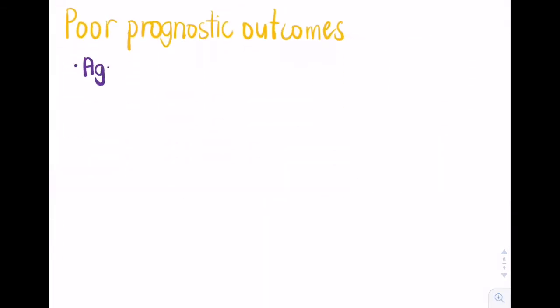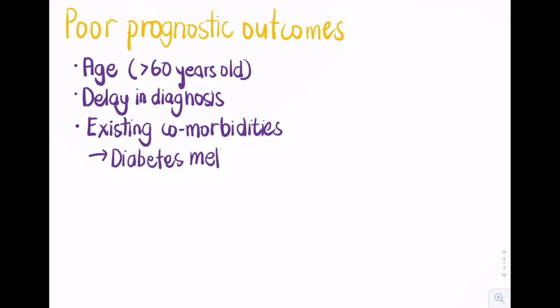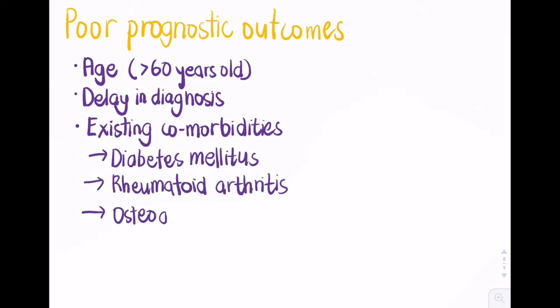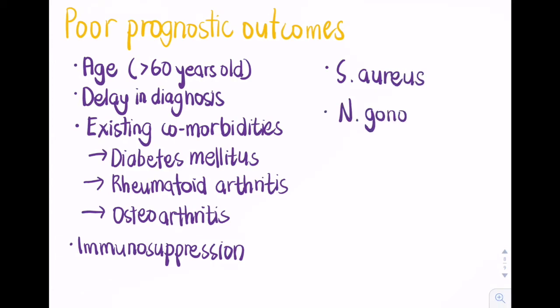Predictors for poor prognostic outcomes commonly include age of over 60 years old, delay in diagnosis, existing comorbidities such as diabetes mellitus, underlying joint diseases like rheumatoid arthritis, osteoarthritis, and immunosuppression. With regards to causative agents, poor prognostic outcomes were attributed to presence of Staphylococcus aureus and Neisseria gonorrhoeae, with a mortality rate of 50% from the former and an extremely low mortality rate from the latter despite optimal therapy.